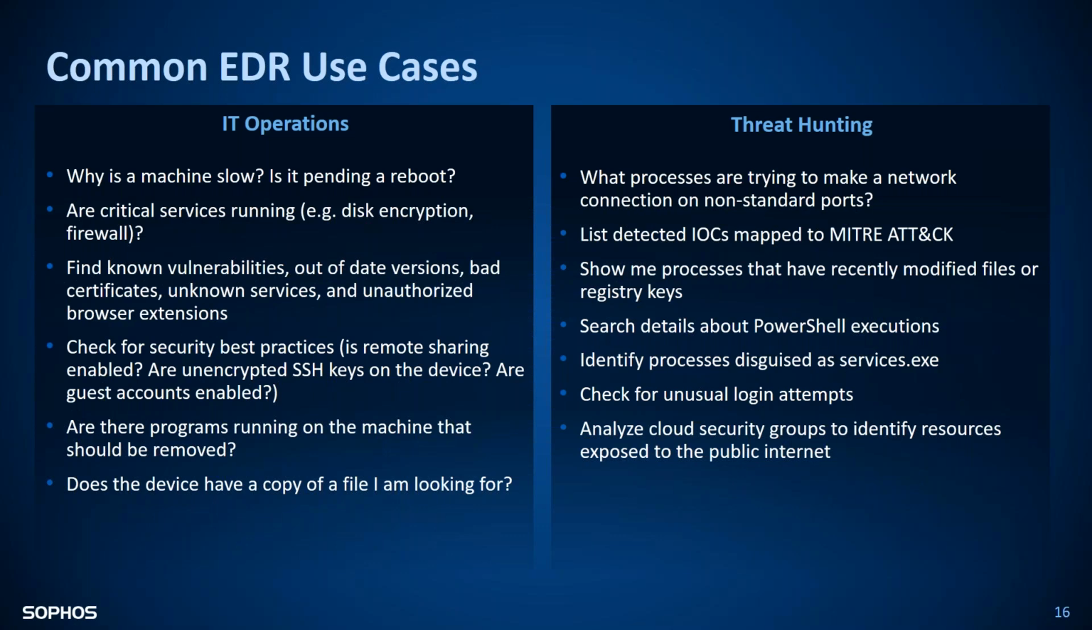Then for threat hunting, we can do things like show all the processes that have recently been modified with files or registry keys, look for unusual login attempts, or look for well-known tools that are used on the network but are being used more frequently than what you would normally see. As an example, PowerShell. PowerShell is a widely used tool within networks. But if we see it being used a lot, or we see that PowerShell is being used to transfer information out of a network, that's not what it's normally used for.